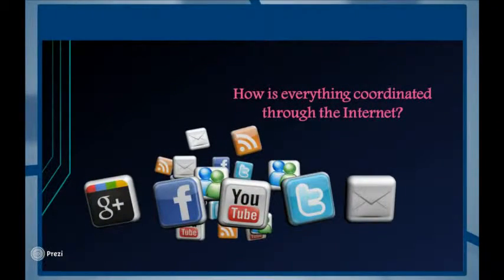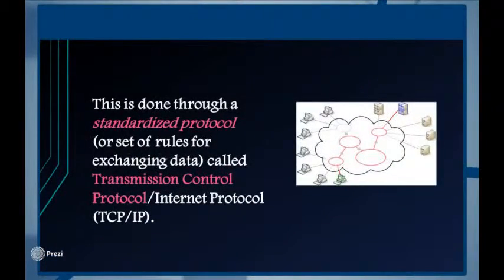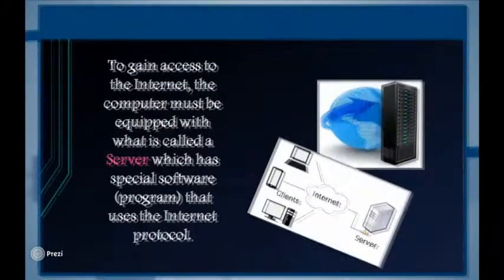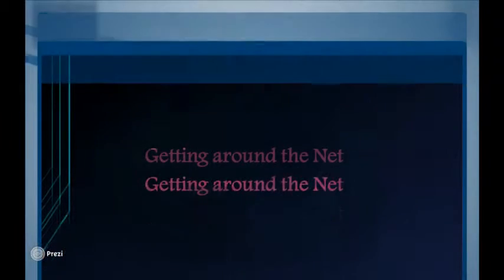How is everything coordinated through the internet? This is done through a standardized protocol, or a set of rules for exchanging data, called Transmission Control Protocol or Internet Protocol. To gain access to the internet, the computer must be equipped with what is called a server, which has a special software or program that uses the internet protocol.